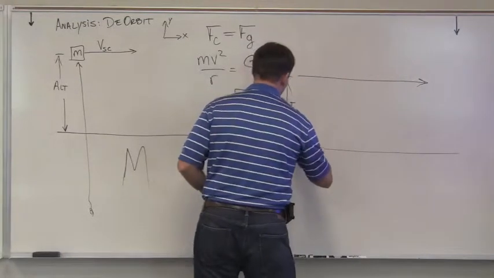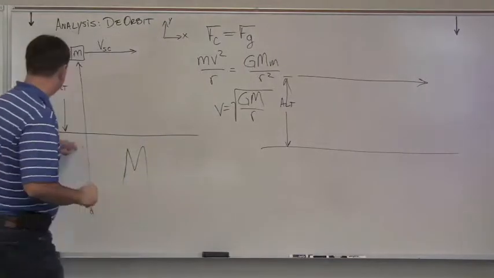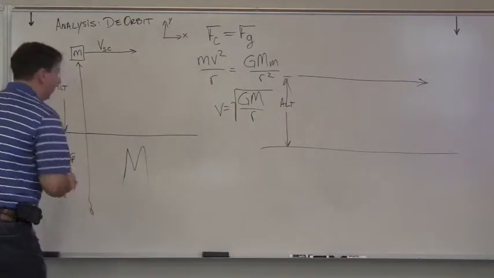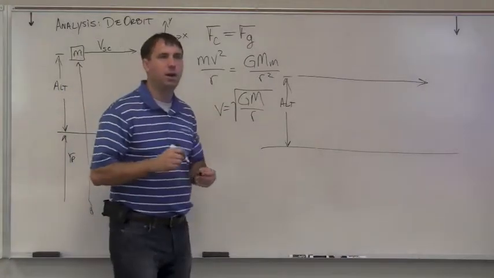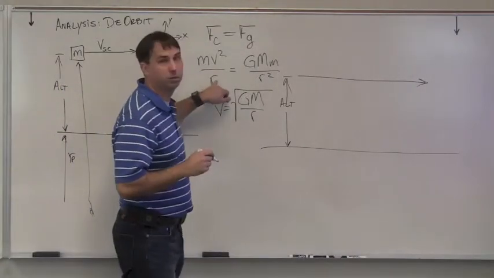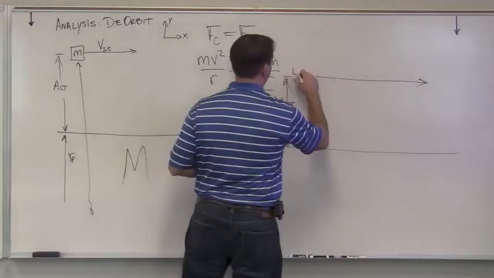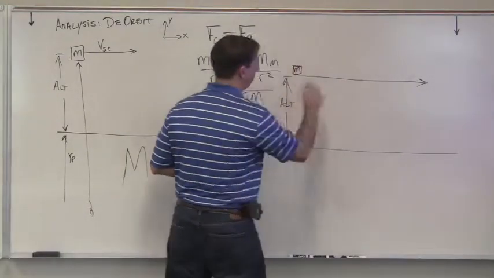And the planet's radius is going to be constant. So just think of, here's the planet's radius. Just think of our altitude as being the way that we change this part of the equation, okay? So here's our little mass, and it's moving.